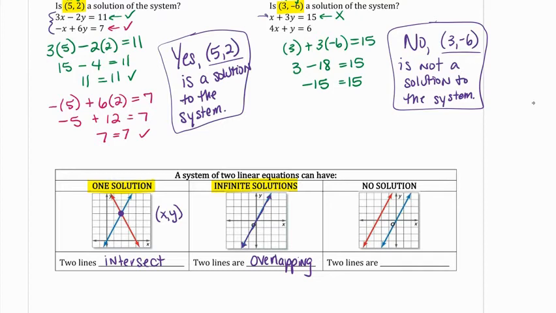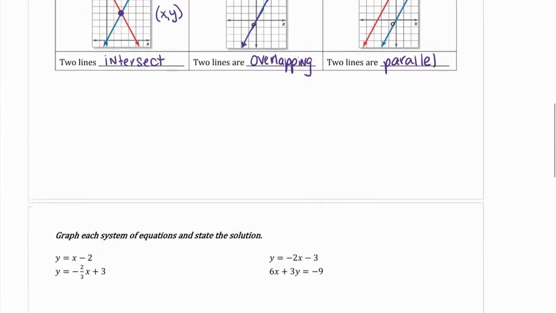And the last thing that can happen is we can have no solution. No solution happens when, look at those lines, what are they? Those are parallel lines, right? Parallel lines means they never cross. If they don't ever cross, then they can't have a point that is in common. So that would be no solution at all. Okay, so those are 3 things that can happen. One solution, infinite solutions, or no solutions. And we'll see that with graphing and also when we start solving them algebraically.